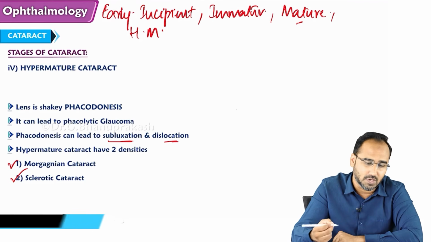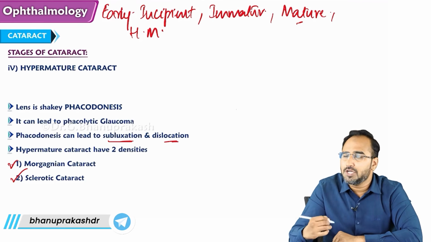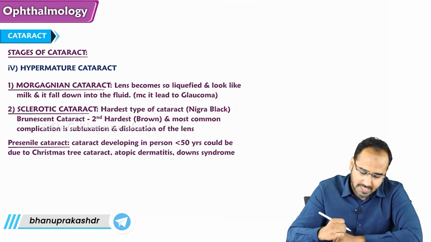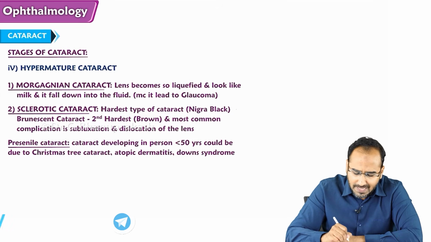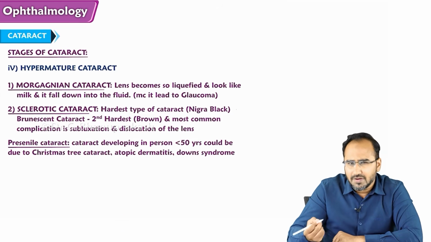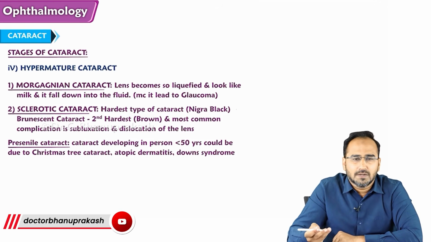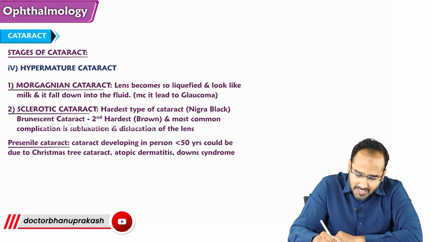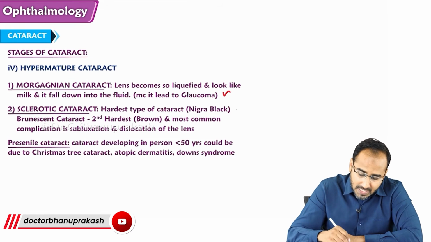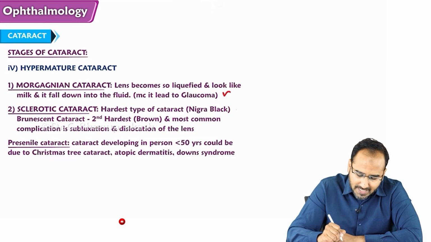Hypermature stage leads to phacolytic glaucoma, right? Hypermature is further divided into Morgagnian and sclerotic cataract. Morgagnian means lens becomes liquefied, looks like milk. Okay? It can lead to glaucoma. Next, sclerotic. Sclerotic is the hardest type of cataract. The second hardest is the brunescent cataract.